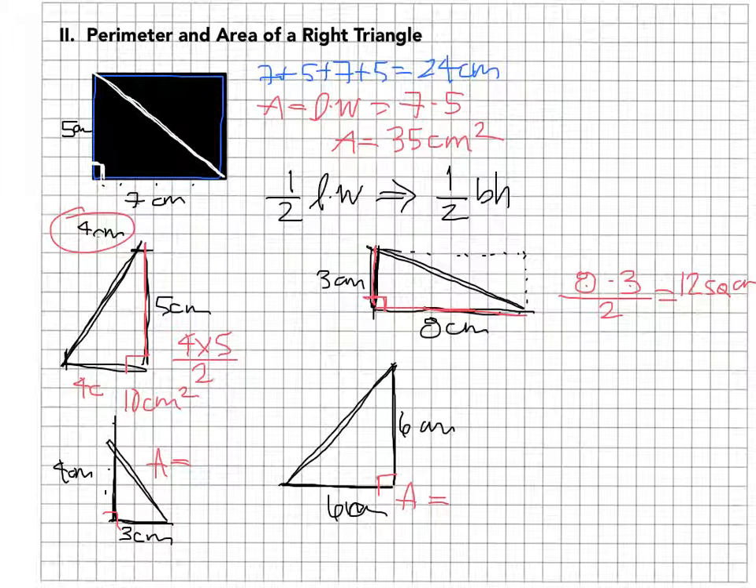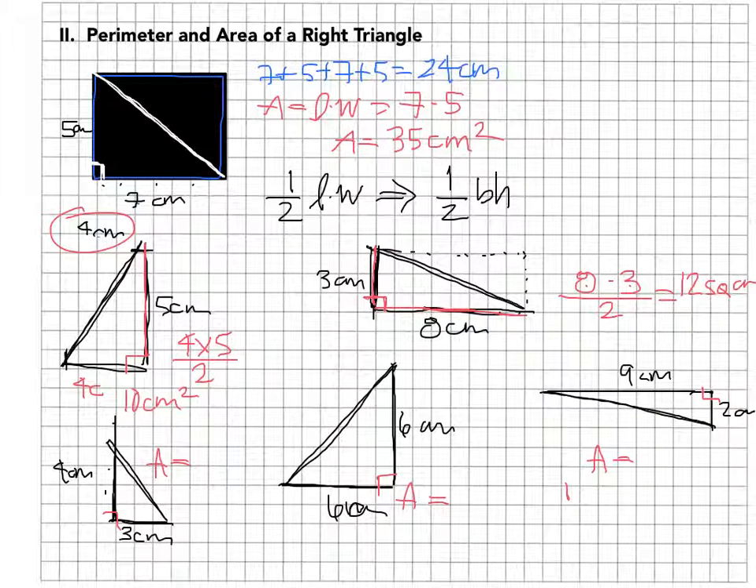Final example. Let's go 1, 2, 3, 4, 5, 6, 7, 8, 9 by 2. 9 centimeters by 2 centimeters. And let's give that a right angle. All right, so pause the video and solve what you can using the formula for finding the area of a right triangle.